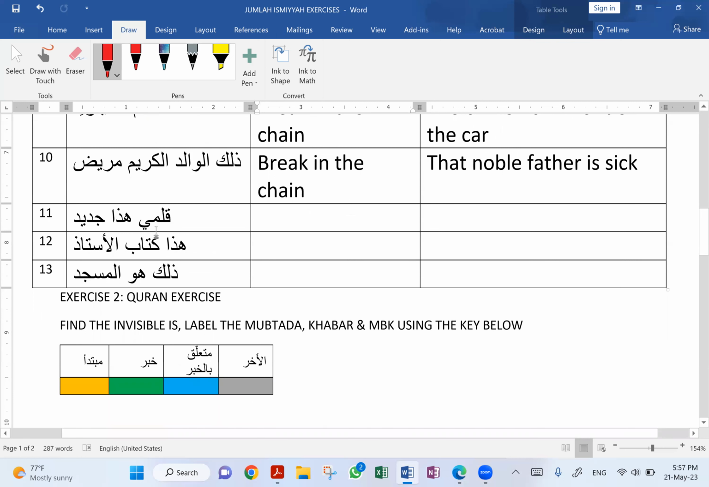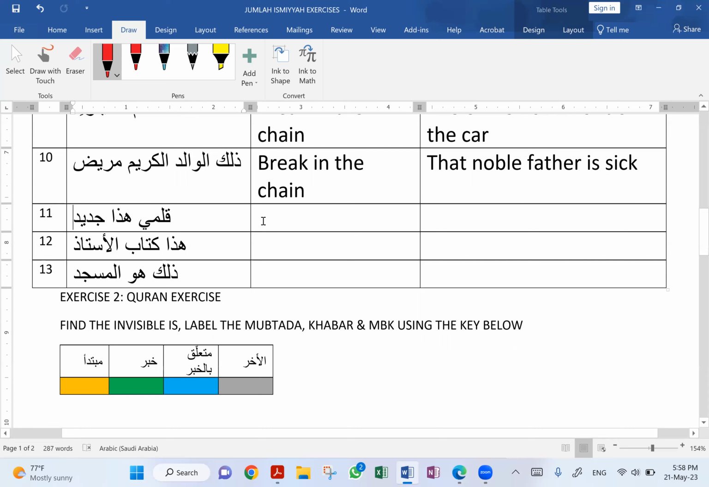Right, number 11. Who wants to read this? Nobody wants to go? Is it so daunting? قلمي هذا جديد. Yes. Is that the case when the haza goes at the end? Yes, this is the case. So I want you to tell me what's happening here. What's the mubtada? What's the khabar?